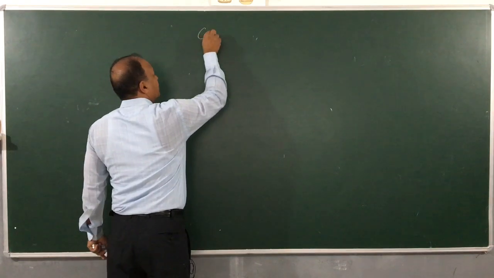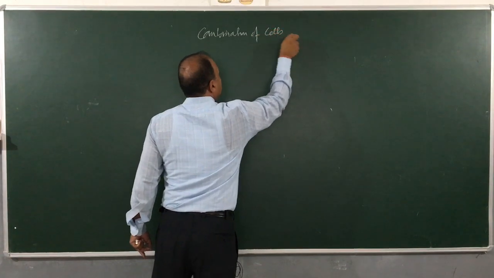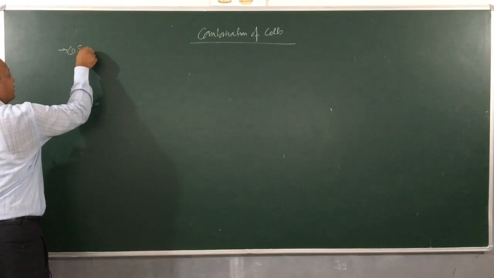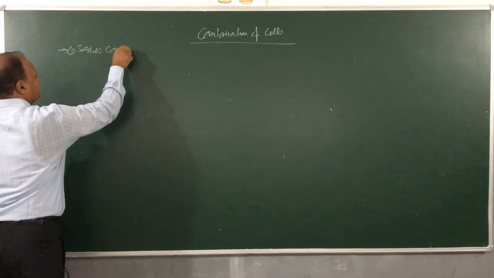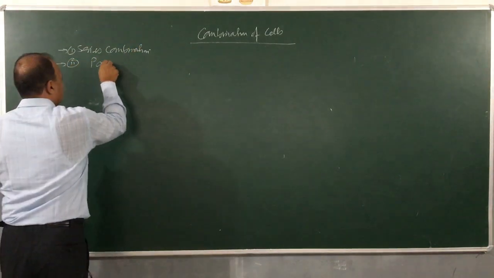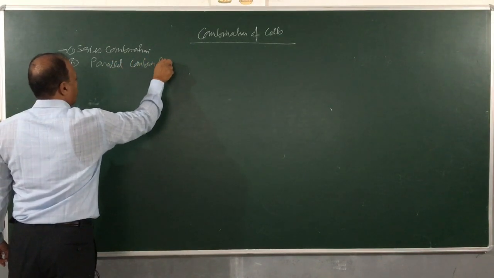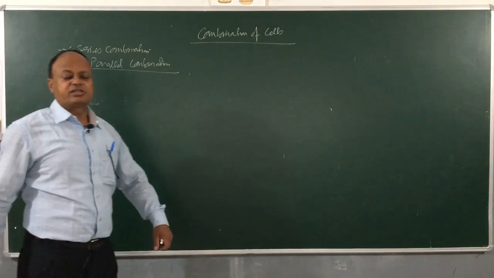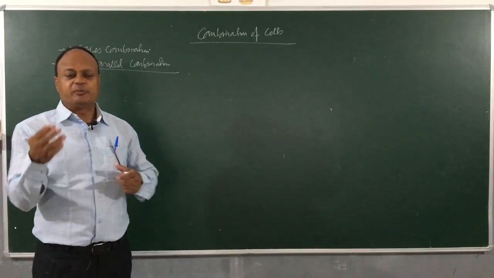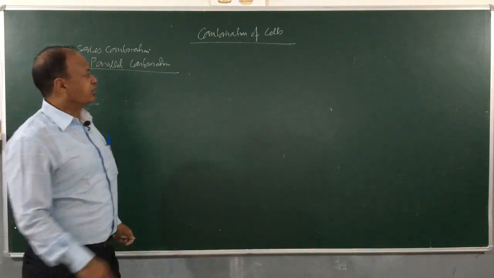Here we have combination of cells. There are two combinations we will be discussing. One is series combination, and the second one is parallel combination. So there are two combinations in which cells can be connected, but we can also have another combination which will be a mixed combination. We will have series also and we have parallel also. First we will begin with series combination of cells.